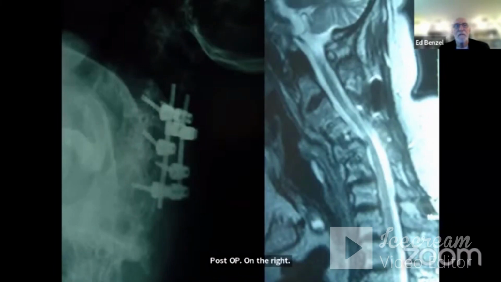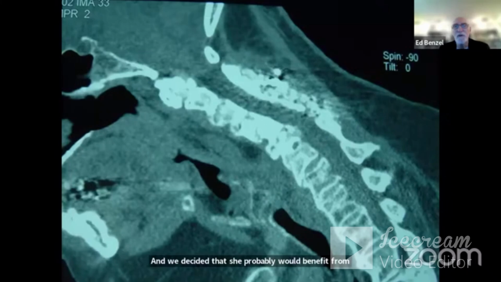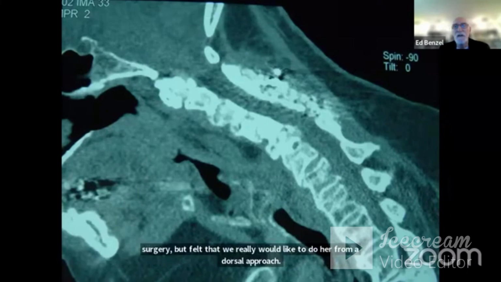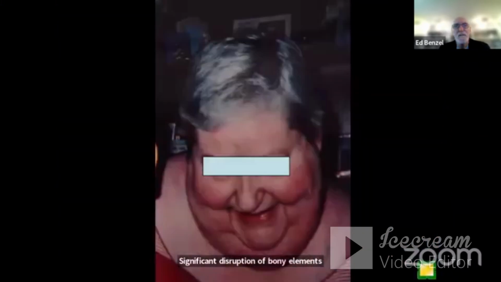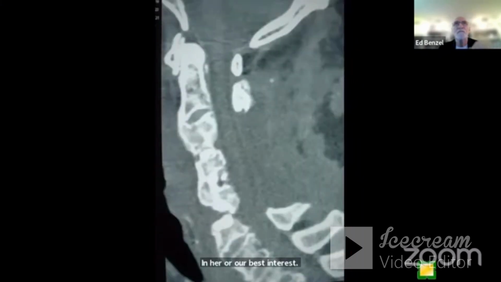This lady had multiple anterior and posterior operations, and a progressive myelopathy. And we decided that she probably would benefit from surgery, but felt that we really would like to do her from a dorsal approach. We got a CAT scan and we see significant disruption of bony elements and lack of integrity of them. But this is the reason why we really felt that an anterior operation was not in her or our best interest. And so we put her in the prone position on the operating room table.